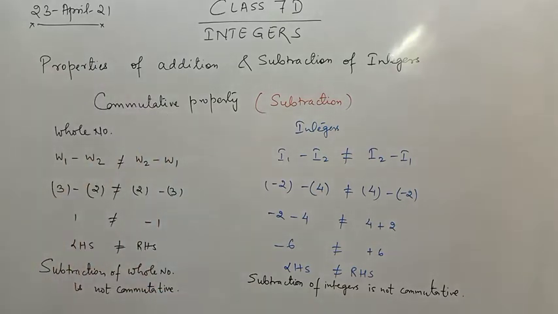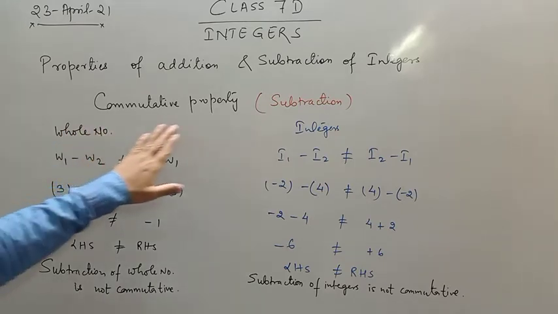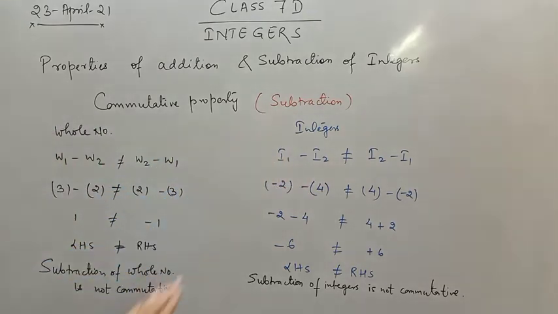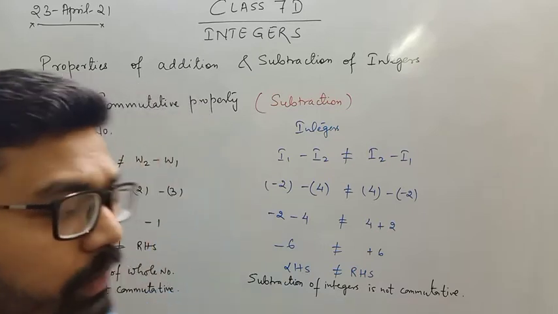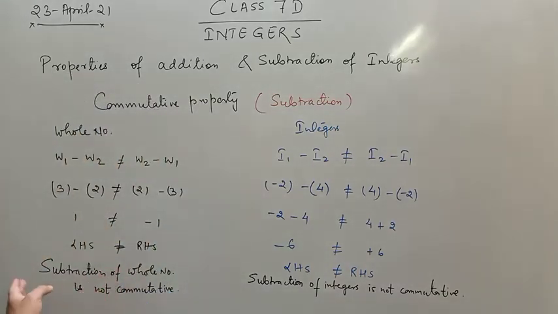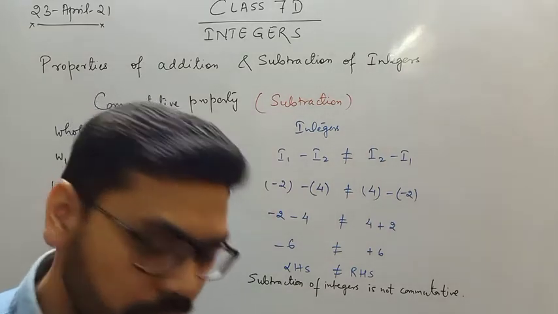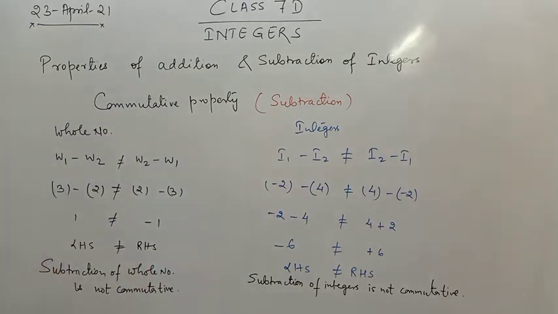Okay, so this is for whole number, subtraction of whole number. This is for subtraction of integers, where we have observed that subtraction of whole number is not commutative and subtraction of integers is not commutative. As we have already learned that addition of whole number is commutative and addition of integer is also commutative. If this thing is clear to you all, please note it down fast. Then we will cover associative property also in this lecture.